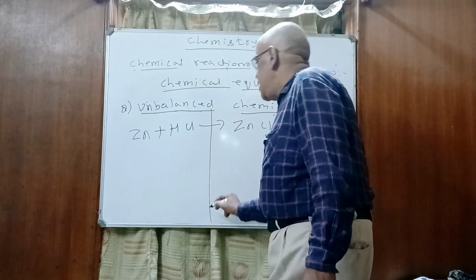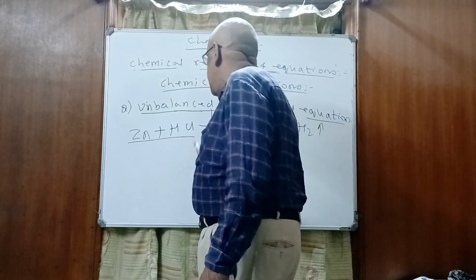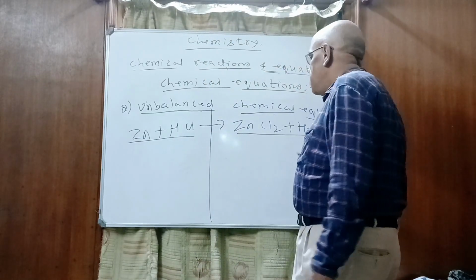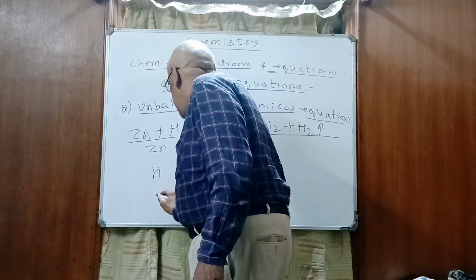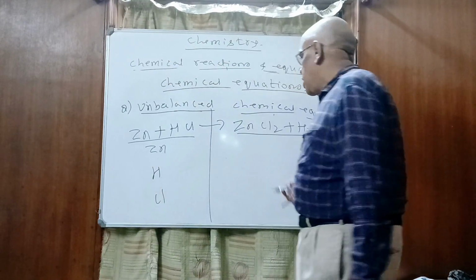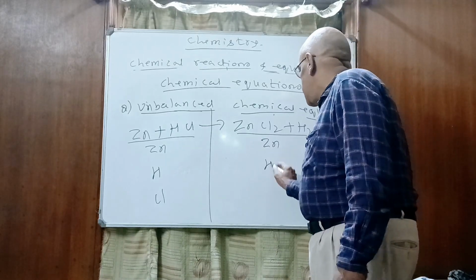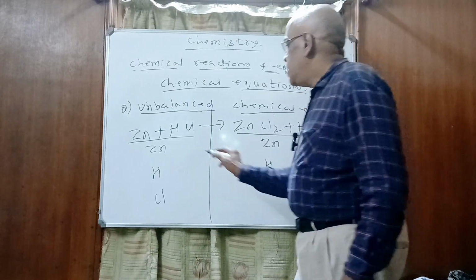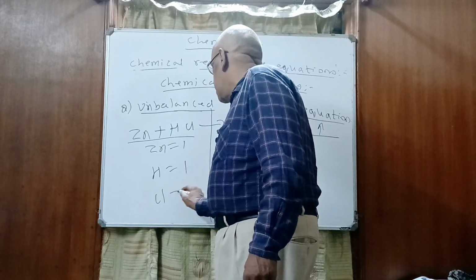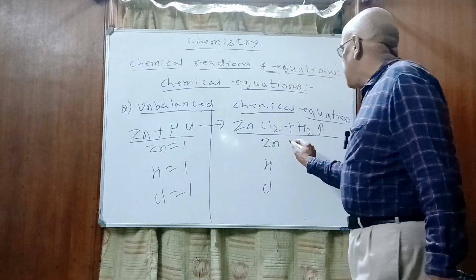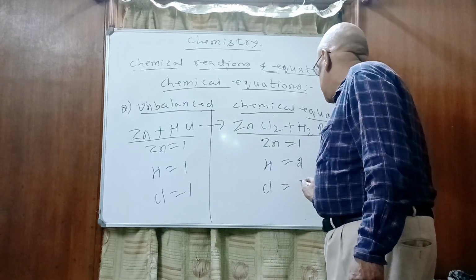Now put a line on the arrow mark. On this side, what are the reactants? What are the products? What is there on the reactant side? Zinc, hydrogen and chlorine. What is there on the product side? Same thing: zinc, hydrogen and chlorine. How many atoms of zinc are there? 1. Hydrogen 1. Chlorine 1. How many atoms of zinc? 1. Hydrogen 2. Chlorine 2.